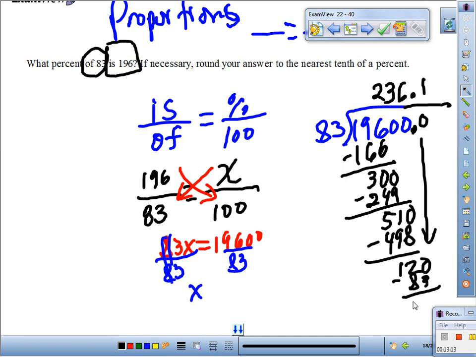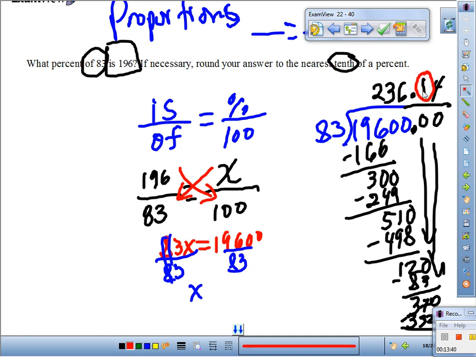That leaves us with 37. Add another 0. Bring it down. How many times does it fit in there? 4. That's 332, and so on and so forth. However, I'm going to stop there because they want us to round it to the nearest tenth. What's the tenth? This one right here. Does that one stay a 1 or does it go up to a 2? Stays a 1 because this one is not more than 5.